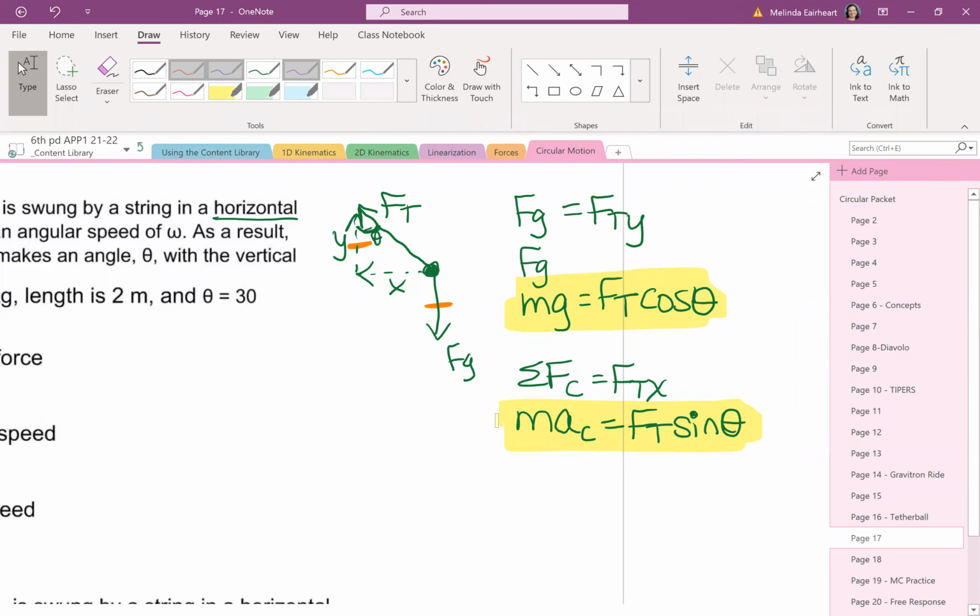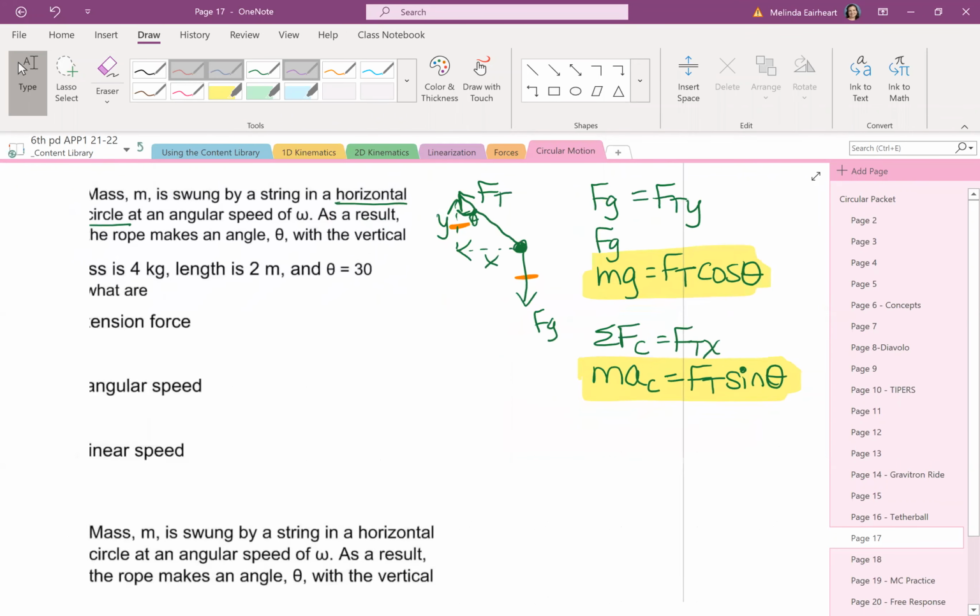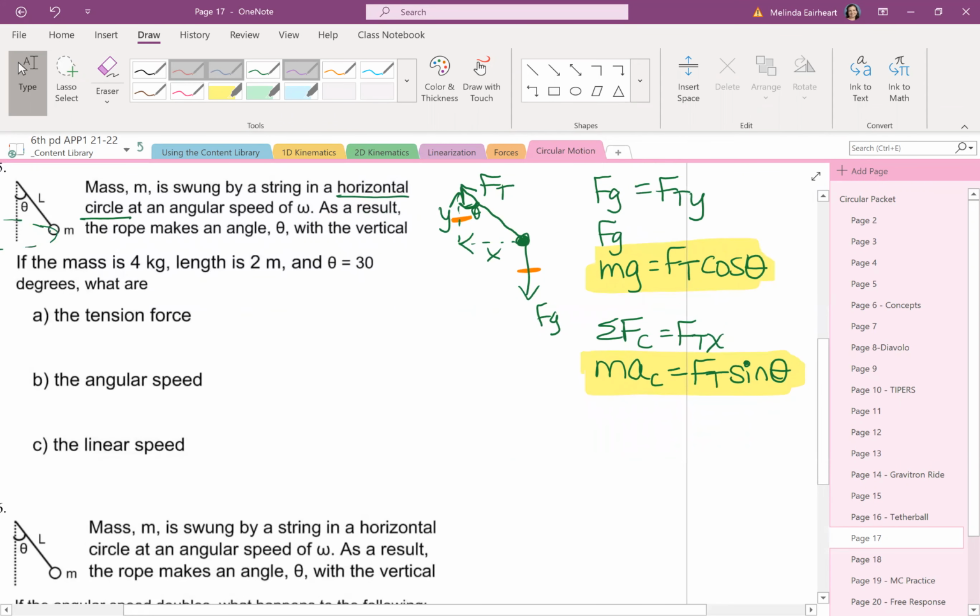Not really. The only thing different from this and maybe lady getting pulled by a helicopter is that little subscript C, okay? That's the only difference. We're not going to use old school kinematics to find the acceleration. We're going to use circular centripetal acceleration. And so those two, with those in mind, tension force.